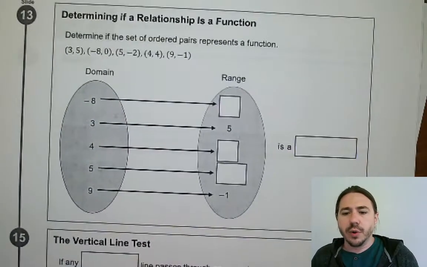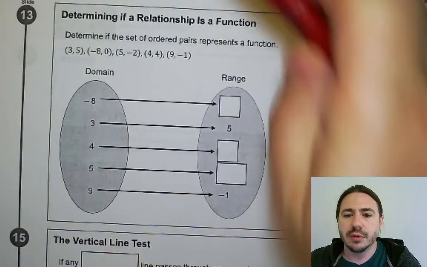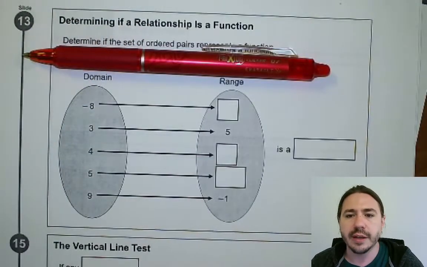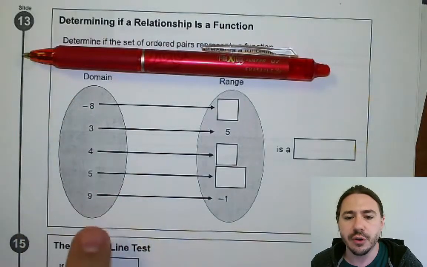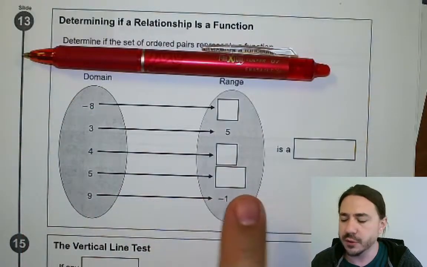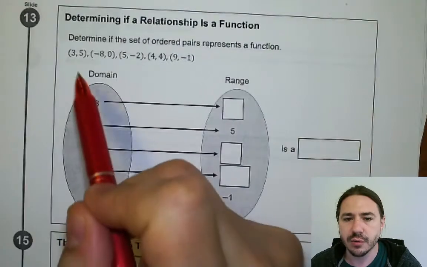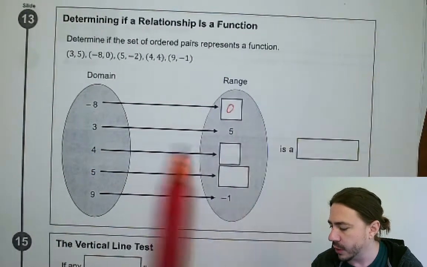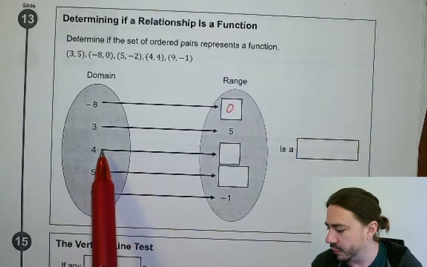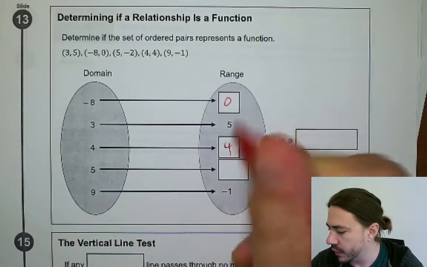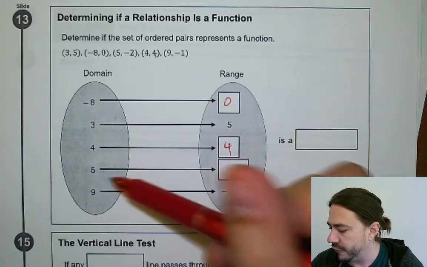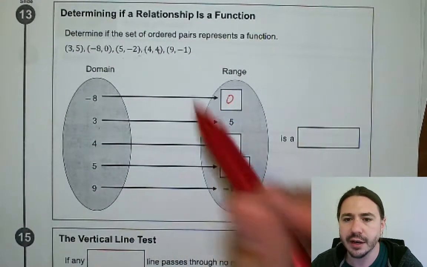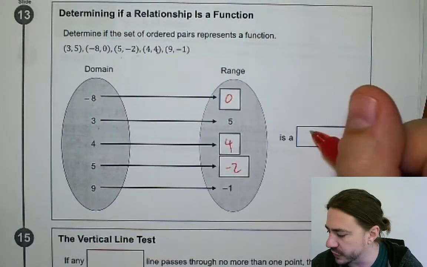So let's take a quick look at this. Is this a function? Without even knowing what those other values are, you can tell right away, yes, this is a function. Each element in the domain only goes to one element in the range. -8 goes to 0, and we know that because we've got a point (-8, 0). We've got a point (3, 5), (4, 4), that's coming from right here. (5, -2), it's coming from right here. And finally, (9, -1). So this is absolutely a function.